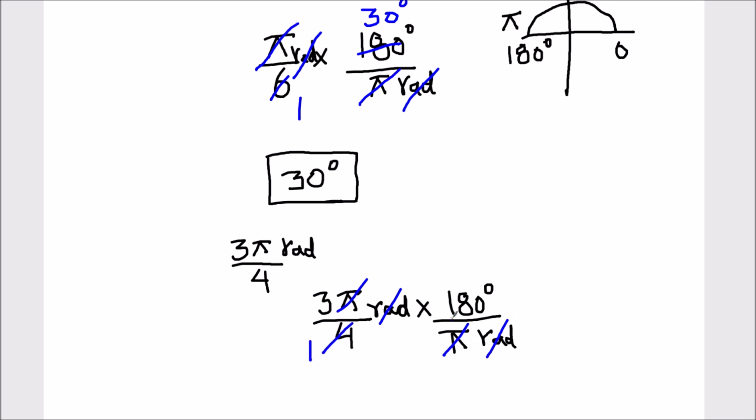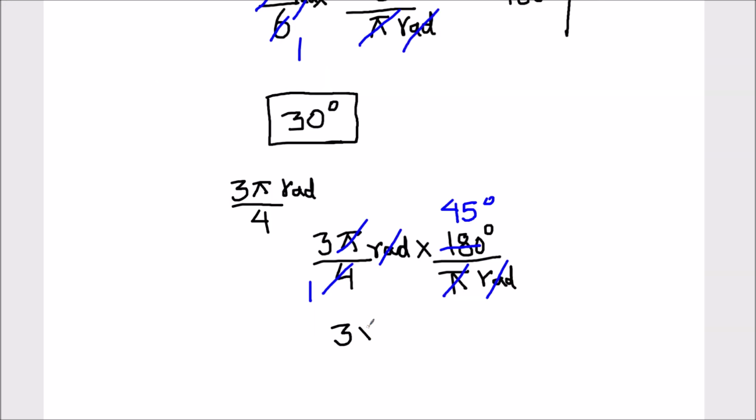4 times 1 is 4, 4 times 4 is 16, 2 is remainder, this becomes 20, 4 times 5 is 20. So that's 45 degrees. So we are left with 3 times 45 degrees, and 3 times 45 is 135 degrees. So 3 pi by 4 radians equals 135 degrees.